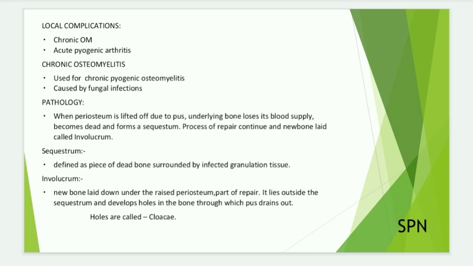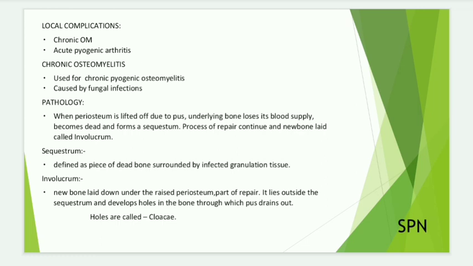What is sequestrum? It is defined as a piece of dead bone surrounded by infected granulation tissue. Then what is involucrum? It is new bone laid down under the periosteum, as part of the repair. It lies outside the sequestrum and develops holes in the bone through which the pus will be draining out.